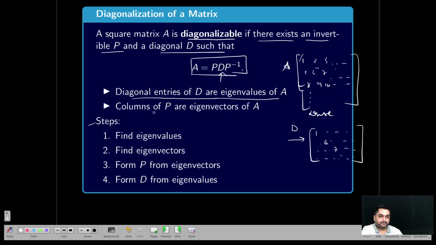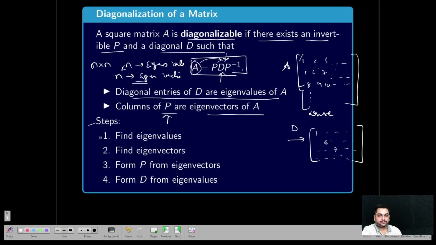Then what is P? Columns of P are the eigenvectors of A. If it's an n cross n matrix, I will have n eigenvalues, then I will have n eigenvectors, one vector for each eigenvalue. This set of n eigenvectors forms my matrix P. Then P D P inverse should be equal to A. Only then can I diagonalize this. That means A is similar to D. That is the meaning.